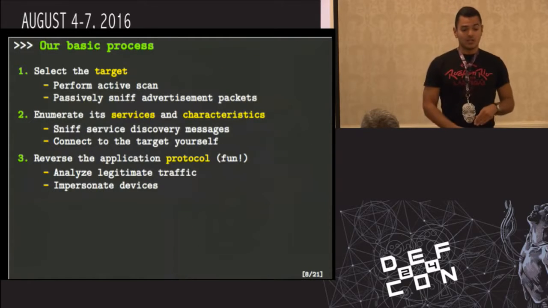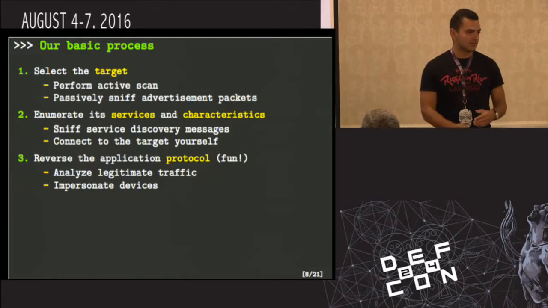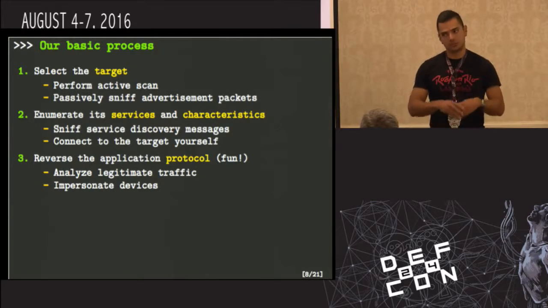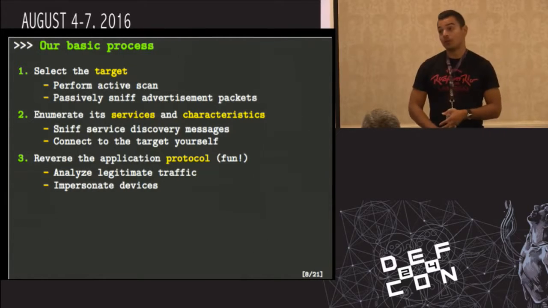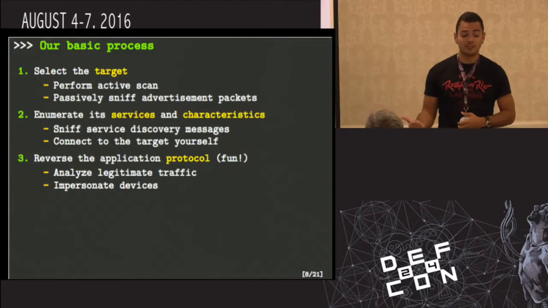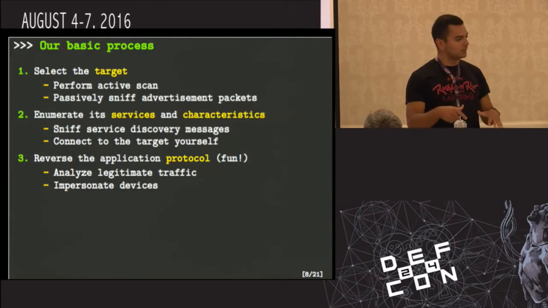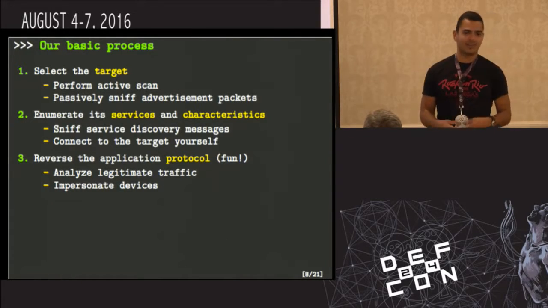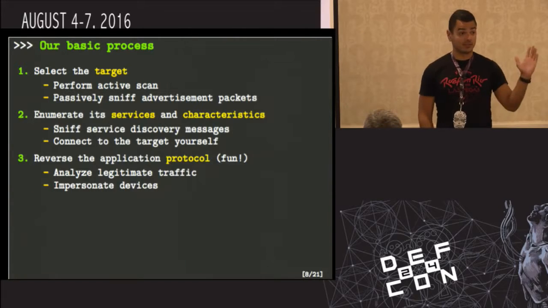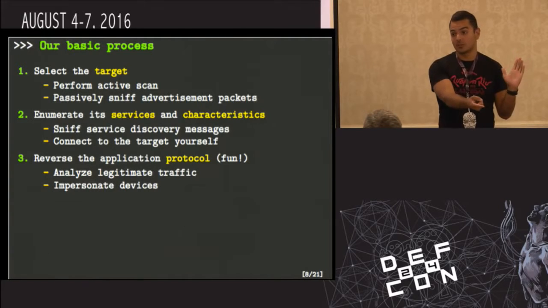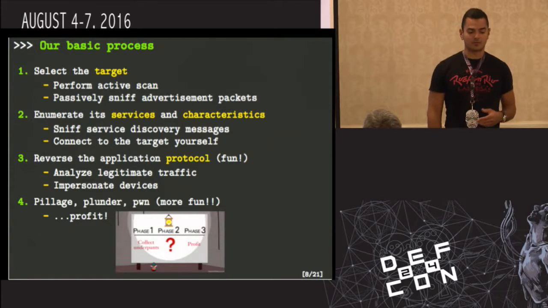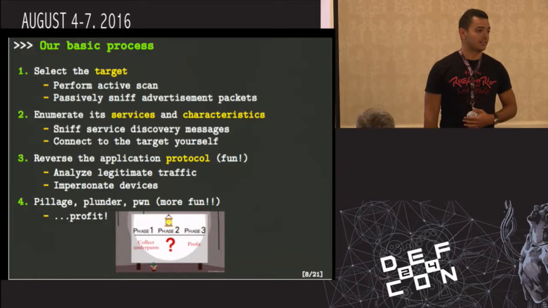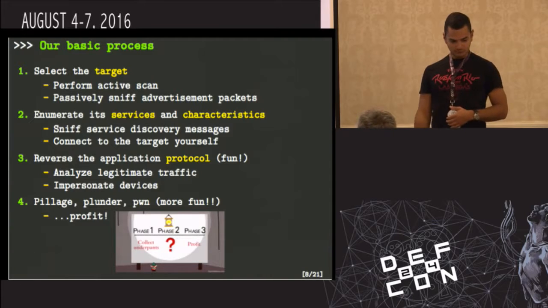Okay. So our basic hacking process, if you will, kind of follows the traditional hackers methodology that you can just go Google. Basically, you have to find a target first, then you enumerate its services and characteristics. We'll talk about what those mean. And then you have to reverse the application protocol and try to figure out what the application is trying to do, specifically like the app on your phone. What's it trying to do when it communicates to the device? And if you complete these 3 steps, then you can, of course, do whatever you want. Attack, profit, whatever. Cool.